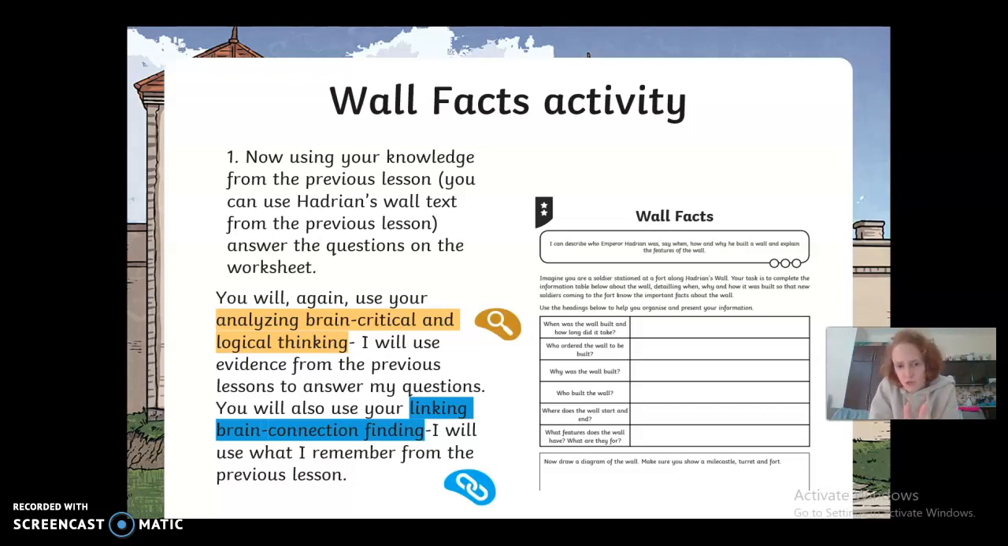This activity will have two parts. Part number one, questions and answers, and number two, drawing a diagram. All right, so what will we do now? Using your knowledge from the previous lesson, what we learned about the wall, answer the questions on the worksheet. You are going to be using your analyzing brain, critical logical thinking, using evidence from the previous lessons or even from this lesson, the recap that we did, to answer the questions. Then you will also be using your linking brain. You will use what you remember from the previous lessons to link it to this lesson.